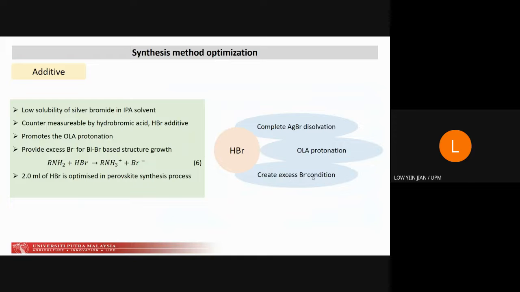So after the solvent and ligand optimization in the microwave-assisted solvothermal method, AgBr precursor is detected remaining in the IPA for the double perovskite synthesis, which is a 2116 structure, and accepted as an impurity. With 2 ml of the hydrobromic acid added into the reaction system, the incomplete ionization of the silver bromide issue can be overcome. And aside from assisting in the complete dissolution of the silver bromide, the acidity of the hydrogen bromide HBr also promotes the OLA protonation while providing excess Br anion for the structure growth.